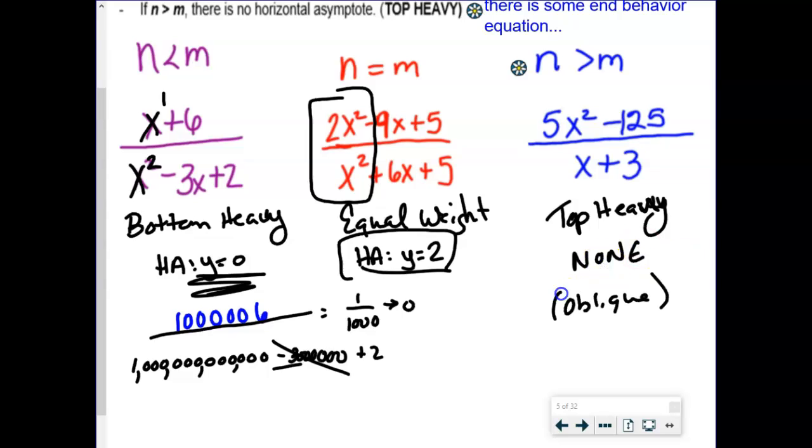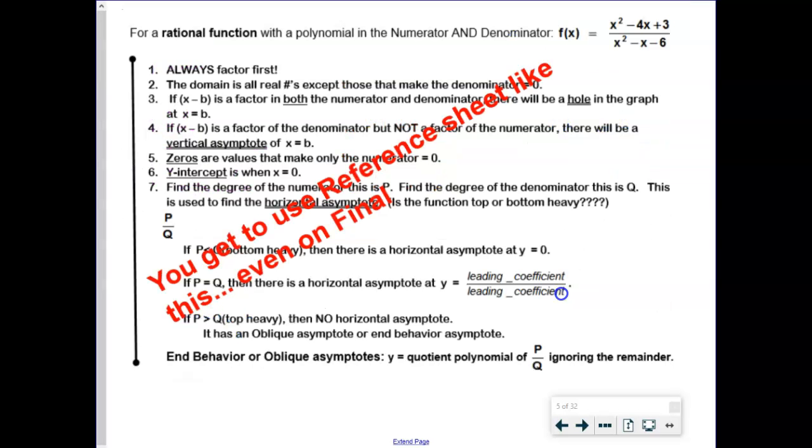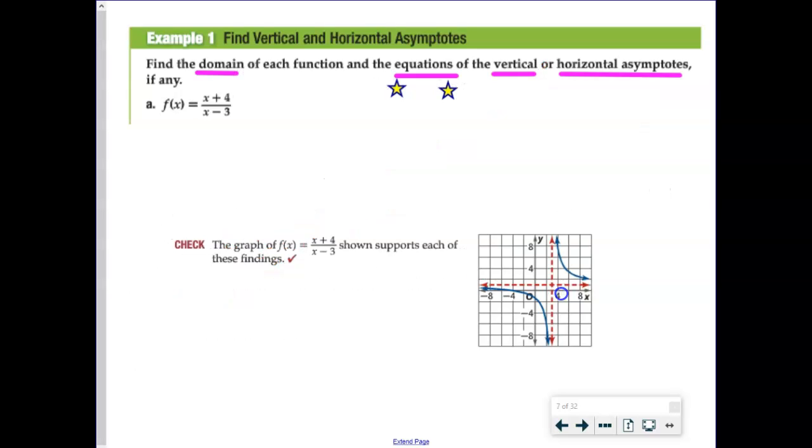There will be an oblique or a slant asymptote, which is part of my end behavior. All right, this is your yellow card. This is what you're going to use on every single problem we do today, every single homework assignment for tonight and the next night. And you're going to want to use it in the exact same order that we're practicing. I'm really bad about staying in the order of the card, so if I deviate from the order, you let me know. Let's take a look at an example.